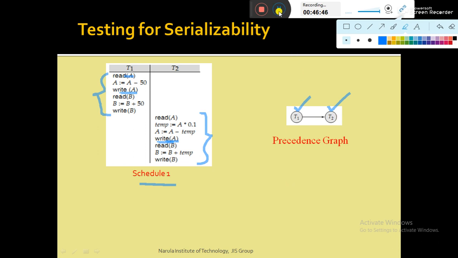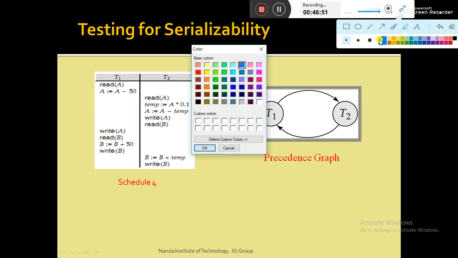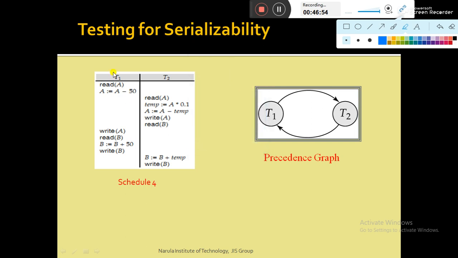Next, move to the next example. So this is another example. Schedule 4 is given. Two transactions are there, T1 and T2. That means in the precedence graph we should have two vertices. This vertex is for T1, this vertex is for T2. Next we have to decide the edges. We can draw an edge between T1 and T2 if any one of the three conditions is satisfied, which I have already explained. So let's check.